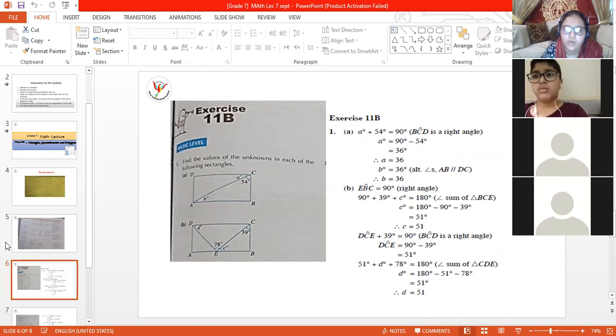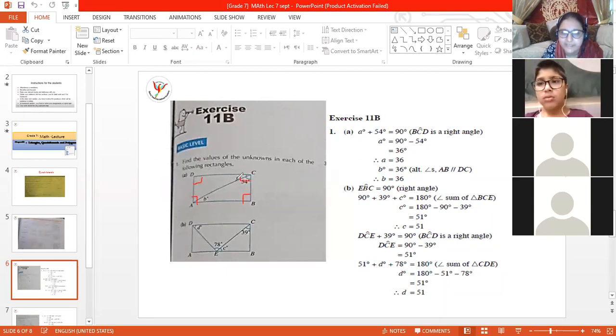In question number 1, find the value of the unknowns in each of the following rectangles. Now do memorize the properties of the rectangle. A rectangle has two pairs of parallel sides, and all the angles will be 90 degrees, which means this angle is 90, this angle is 90, this angle is 90, and this angle is 90 degrees.